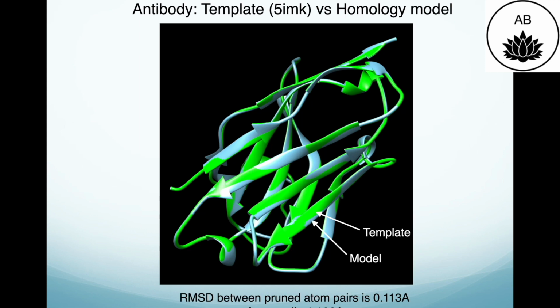The template is in green here and the model is in light blue. It's almost complete overlap with RMSD between pruned atom pairs 0.113 angstrom. RMSD is root mean square deviation. It is a quantitative measure of telling you how much deviation is there between the structures. And as you can see, and as the RMSD value tells you, it is almost a very close match.